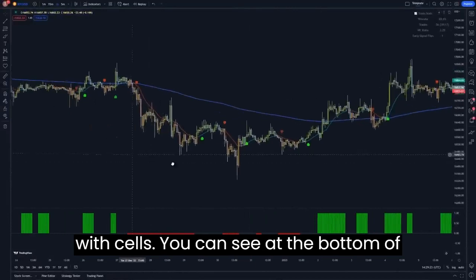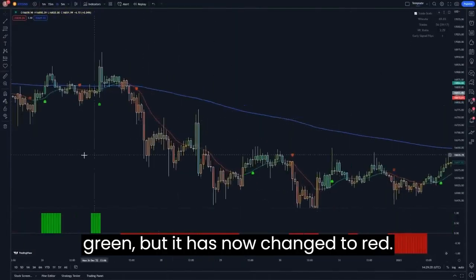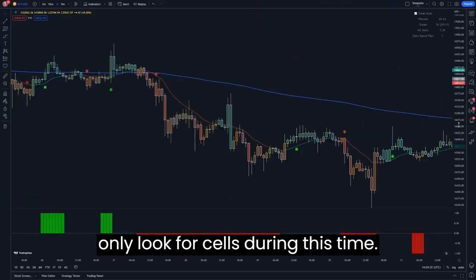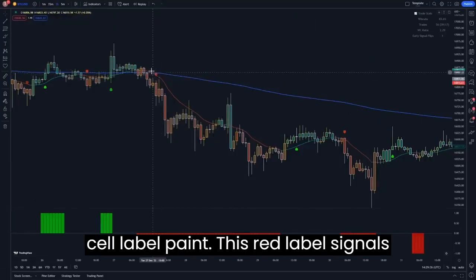Let's start with sells. You can see at the bottom of the screen, the trend alert indicator was green, but it has now changed to red. This indicates a downtrend, and we should only look for sells during this time. First thing we want to look for is a sell label. This red label signals a sell trade.